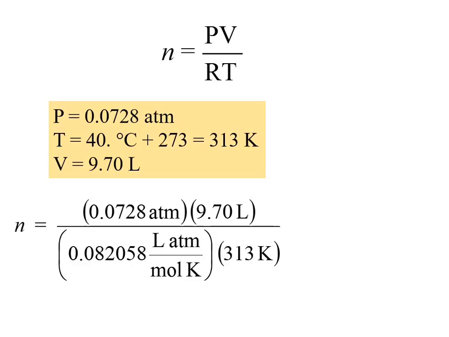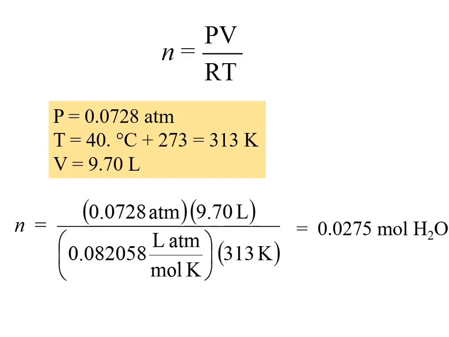Looking at what things cancel, atmospheres cancel. Liters cancel, Kelvins cancel, and now we have moles in the denominator of the denominator, which makes them in the numerator of the numerator. Units of moles, rounded to 3 sig figs. We got 0.0275 moles of H2O.